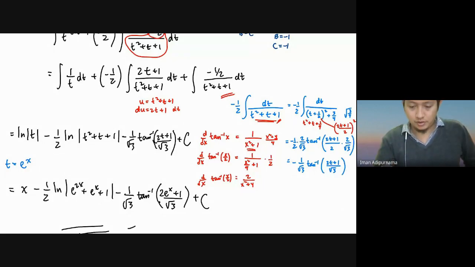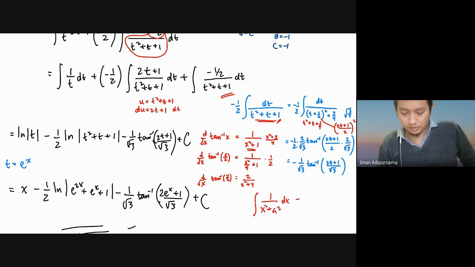If you feel confused, if you have 1 over x squared plus a squared dx integral, this will be 1 over a tangent inverse x over a. So this x over a is I multiply directly.